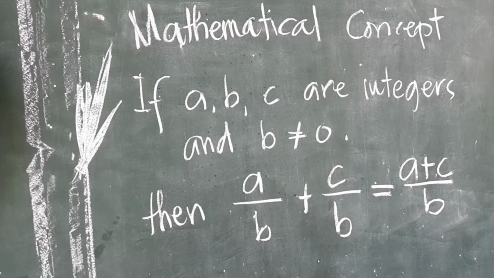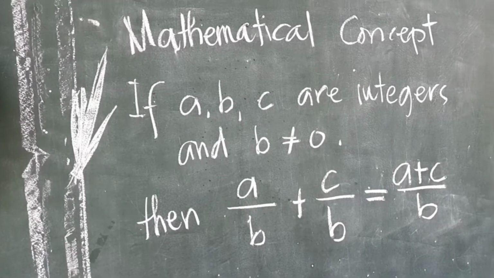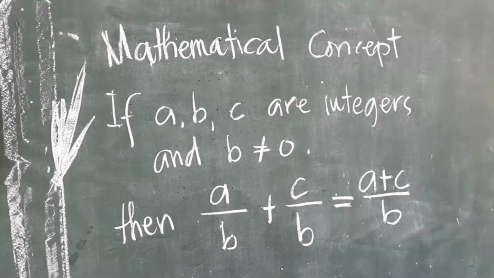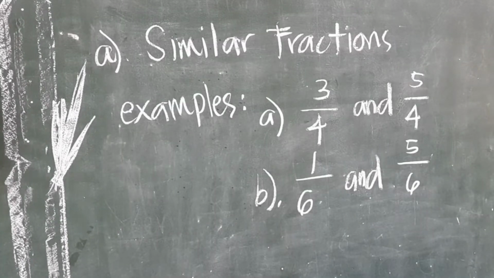If A, B, C are integers and B is not equal to 0, then A over B plus C over B equals A plus C over B. Also, we need to review similar fractions and dissimilar fractions.